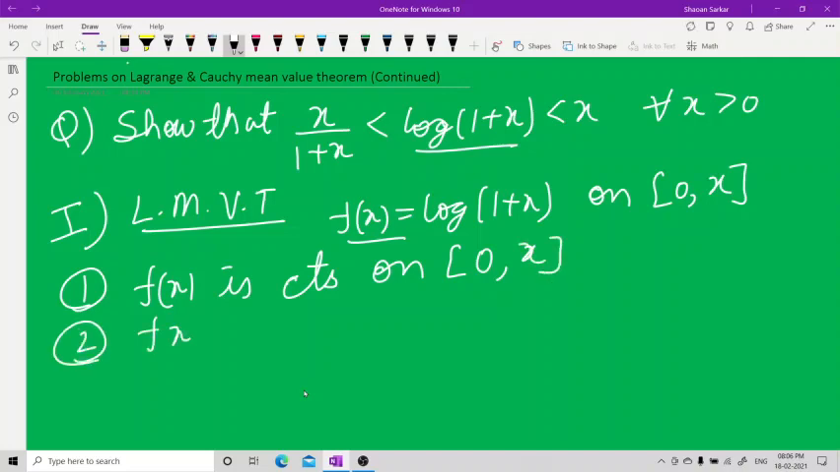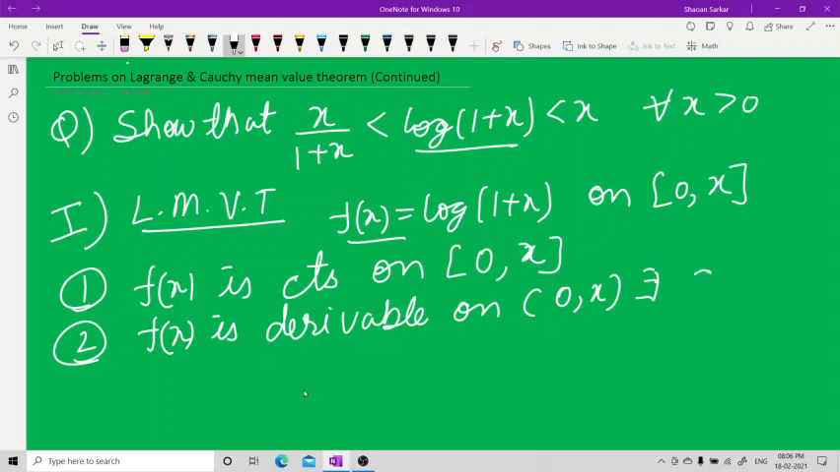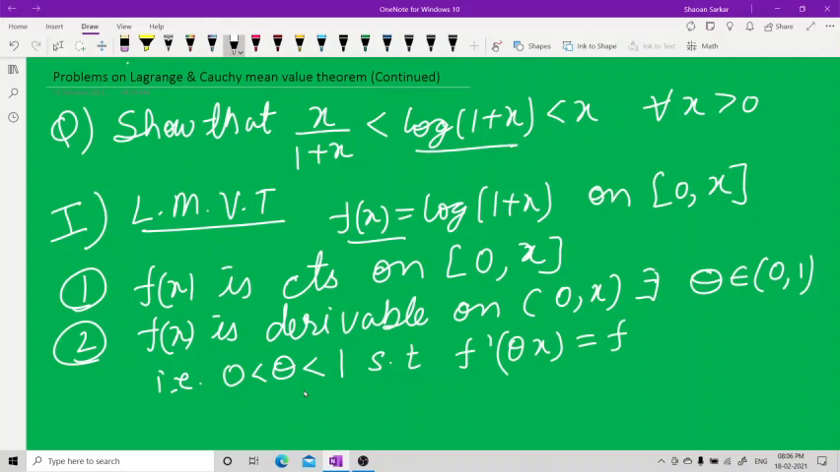Second, f(x) is derivable on the open interval 0 to x. There exists a theta belonging to 0 to 1, that is, theta is greater than 0 but less than 1, such that f dash of theta x is equal to f of x minus f of 0 upon x minus 0. This is like b, this is like a, this is b minus a. This is the way it is.